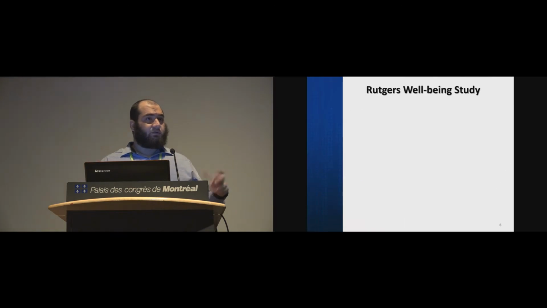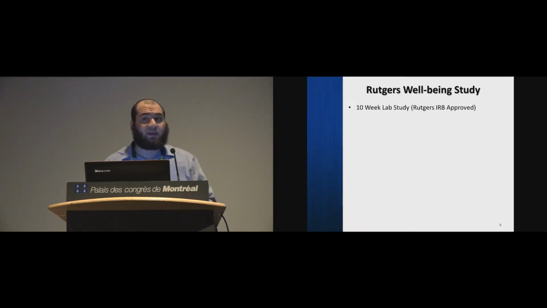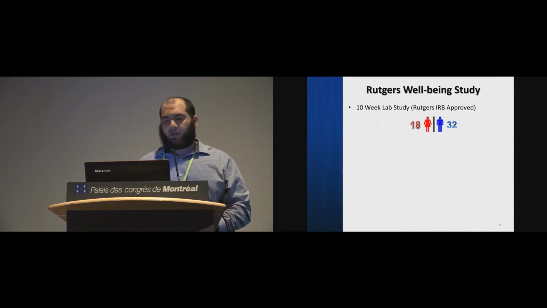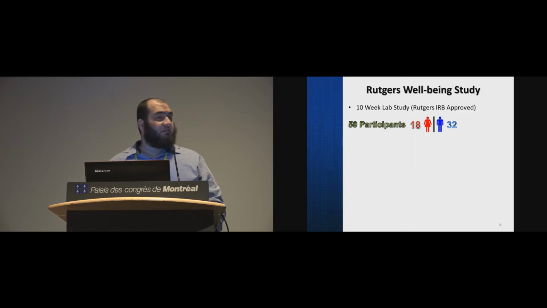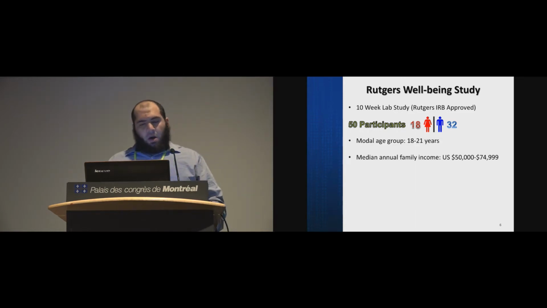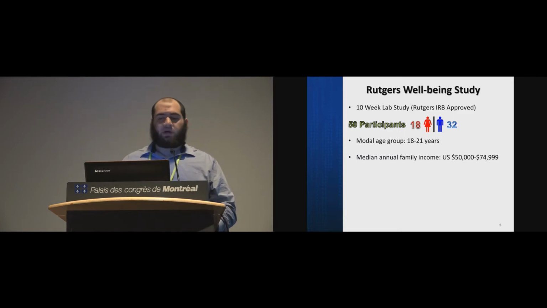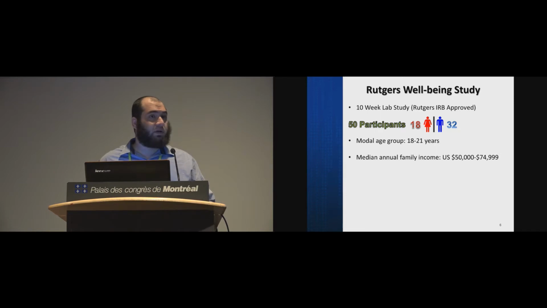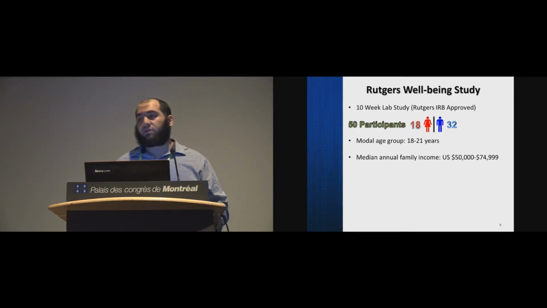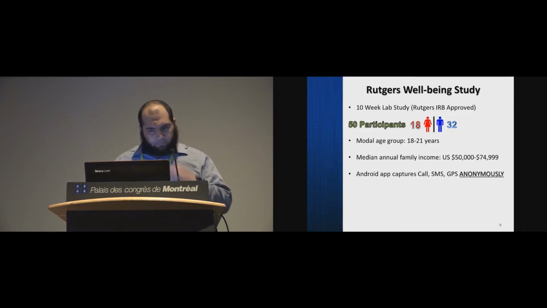In order to create this new method and model, we conducted the Rutgers Wellbeing Study. That was a 10-week lab study approved by the Rutgers IRB, where we recruited 50 participants, 18 females and 32 males. Mostly they were undergraduate students from Rutgers University, whose ages ranged between 18 and 21 years, and the median annual family income ranged between $50,000 and $75,000.